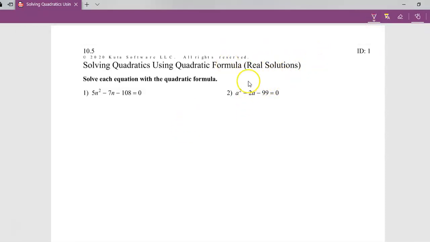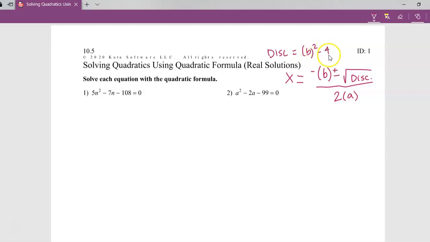So first of all, let's write down the quadratic formula. So the quadratic formula looks like this. X equals negative b. I'm putting parentheses around everything because it makes fewer mistakes when you're working on it. Plus or minus the square root of the discriminant, all over 2 times a. Now our discriminant, as we found out last time, is equal to b squared minus 4 times a times c.